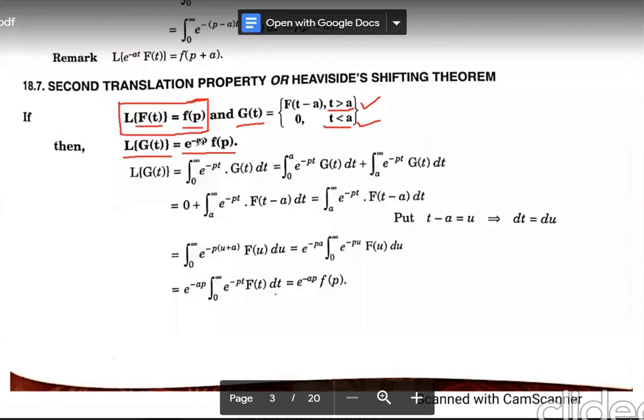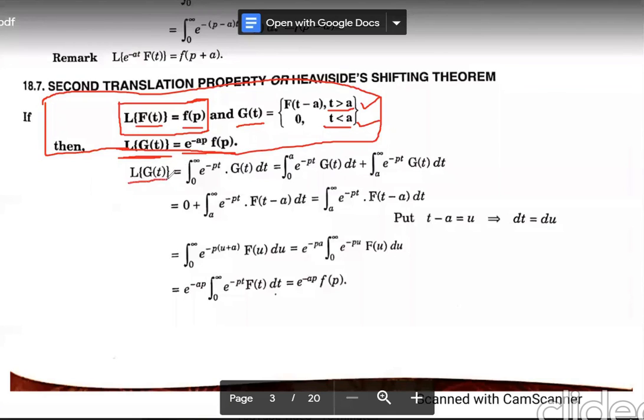Then the Laplace transform of g of t is e to the power minus ap into F of p. This one. So this is the second translation property. This also you need to memorize. And the proof is very simple. We need to show that the Laplace transform of g of t is e to the power minus ap into F of p. So how will you proceed?